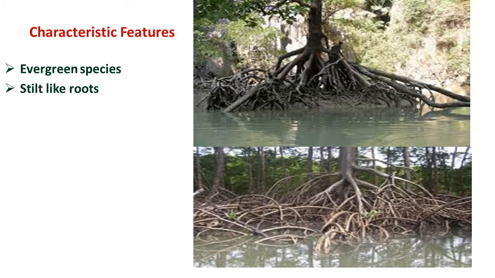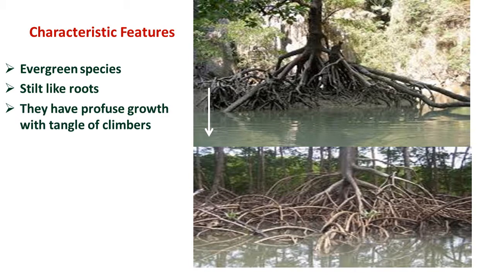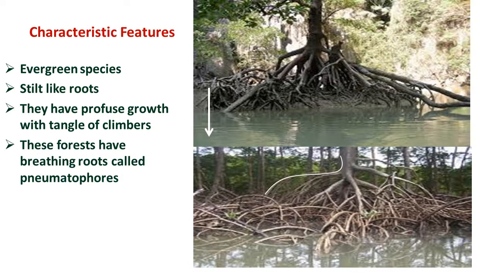The main trunk of the tree is supported by stilt-like roots which mostly remain underwater. The roots of the mangrove trees are exposed during low tide but are submerged in water during high tide. They have profuse growth with a tangle of climbers, which is an adaptation for survival in the soft and shifting mud. The trees in the littoral forest can be about 30 meters tall and have special breathing roots called pneumatophores.